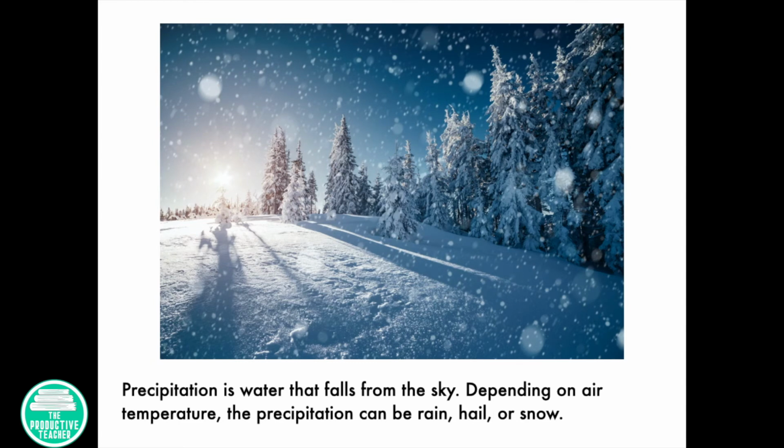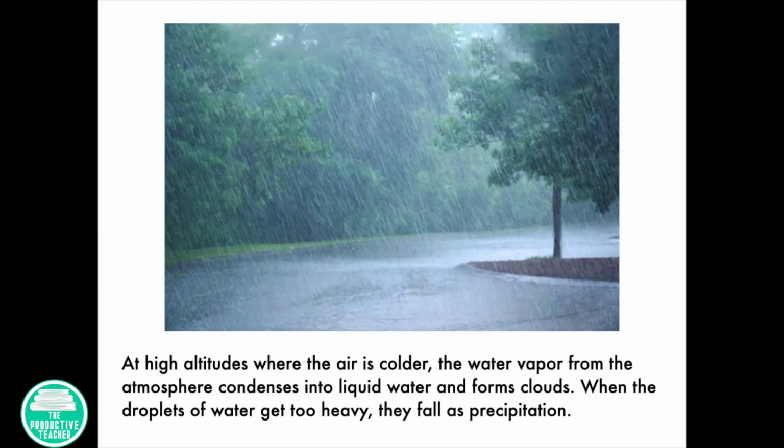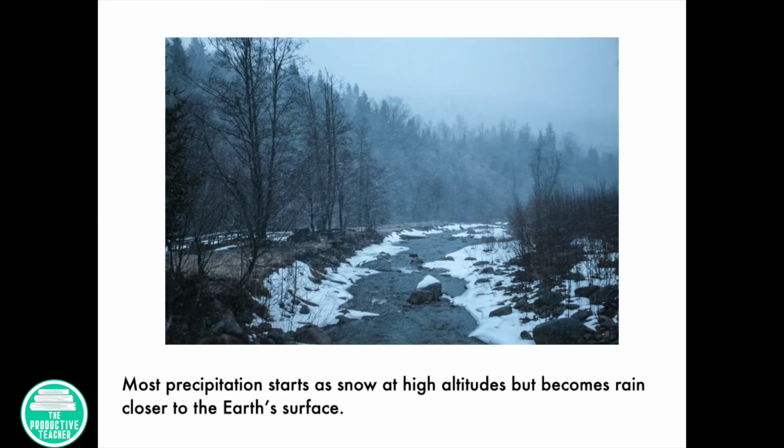Precipitation is water that falls from the sky. Depending on air temperature, the precipitation can be rain, hail, or snow. At high altitudes where the air is colder, the water vapor from the atmosphere condenses into liquid water and forms clouds. When the droplets of water get too heavy, they fall as precipitation. Most precipitation starts as snow at high altitudes, but becomes rain closer to the Earth's surface.